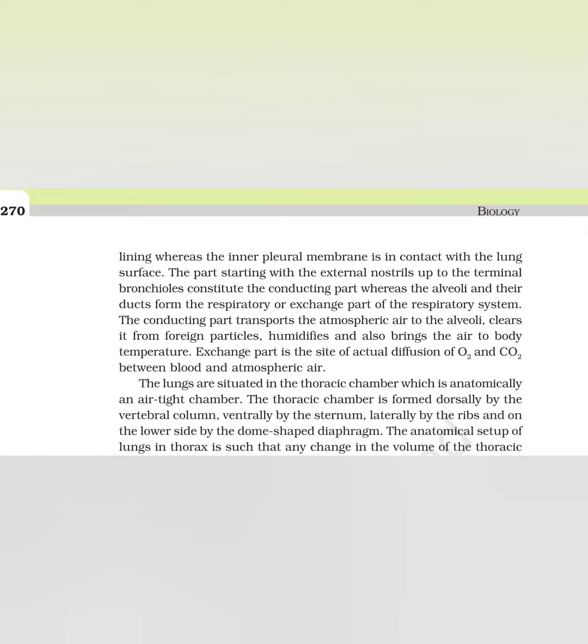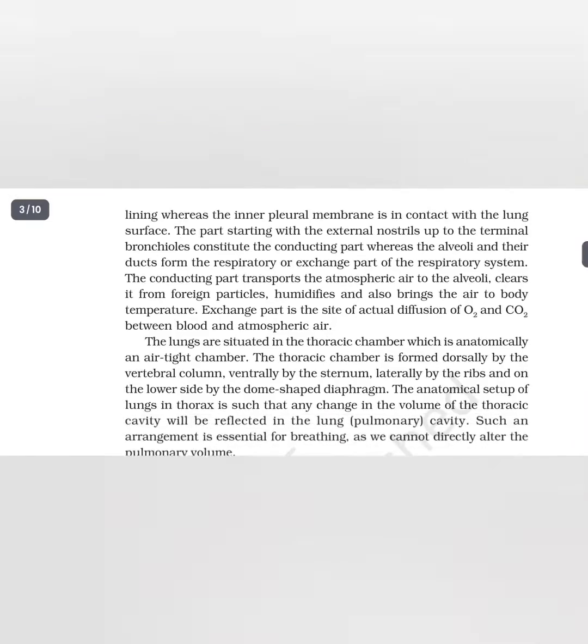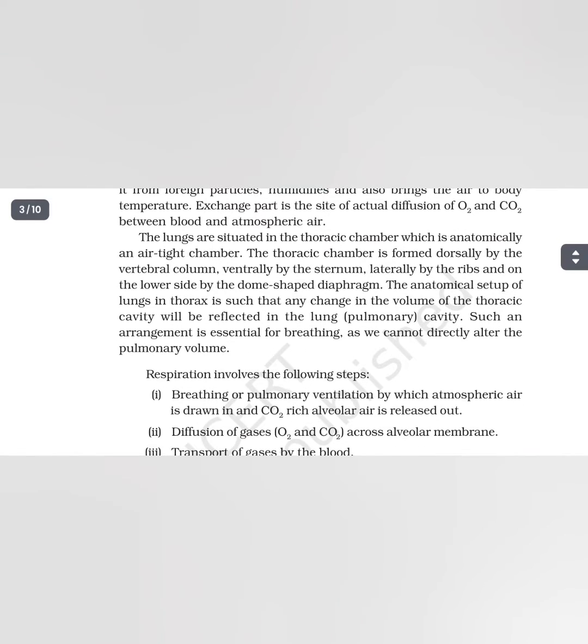The conducting part transports the atmospheric air to the alveoli, clears it from foreign particles, humidifies it and also brings the air to body temperature. The exchange part is the site of actual diffusion of oxygen and CO2 between blood and atmospheric air. The lungs are situated in the thoracic chamber, which is anatomically an airtight chamber. The thoracic chamber is formed dorsally by the vertebral column, ventrally by the sternum, laterally by the ribs, and on the lower side by the dome-shaped diaphragm.